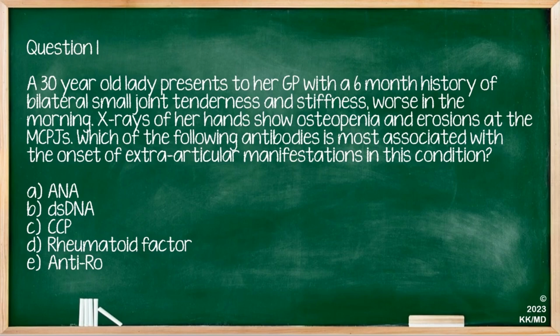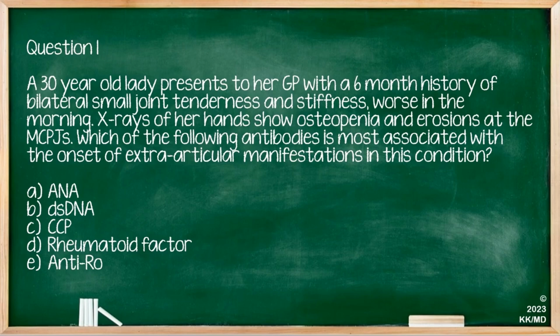Reading this clinical scenario, it should jump out to you that this is talking about rheumatoid arthritis. This is a classical history that you would get of a young female patient who's presenting with a few months history of bilateral small joint pain and tenderness. It has given you even more hints by giving you some of her X-ray findings of her hands, which are osteopenia and erosions at the MCP joints, which are consistent with the diagnosis of rheumatoid.